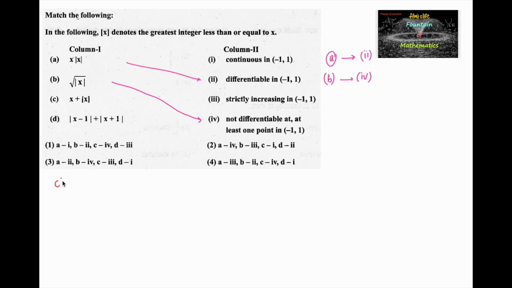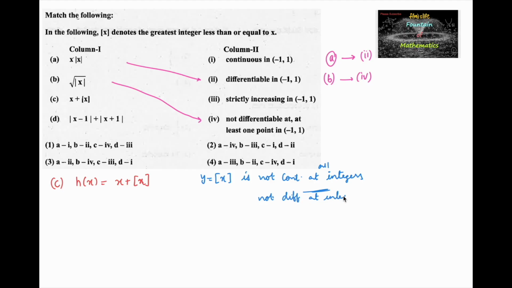Now let's consider the third function. Say h of x is equal to x plus square brackets of x, that is greatest integer function or step function. And we know that the greatest integer function is not continuous at integers, at all integers, because this function is a steps. So this graph is not continuous at all the integers, and hence it is not differentiable at integers.